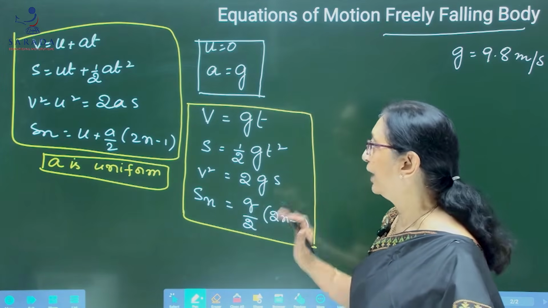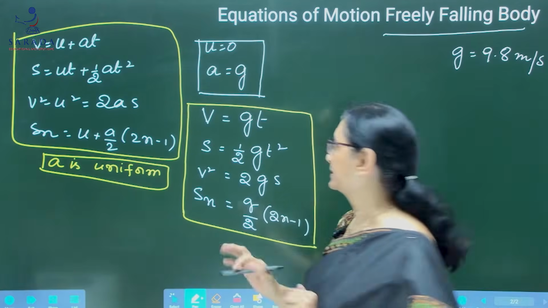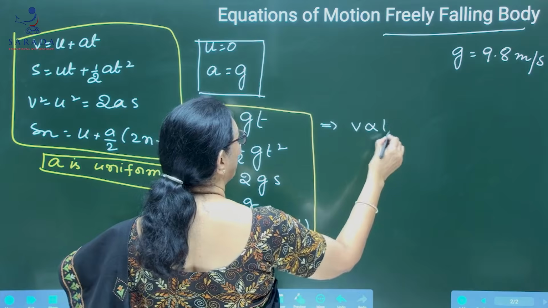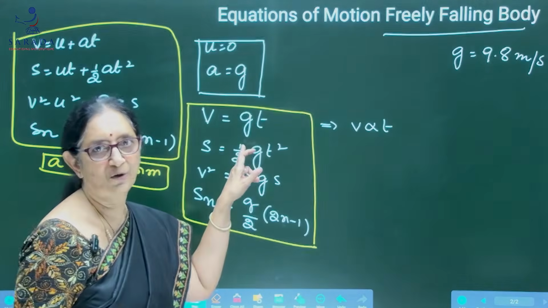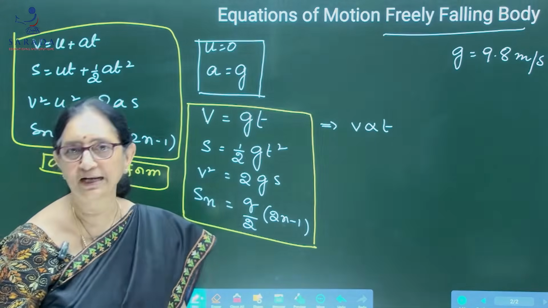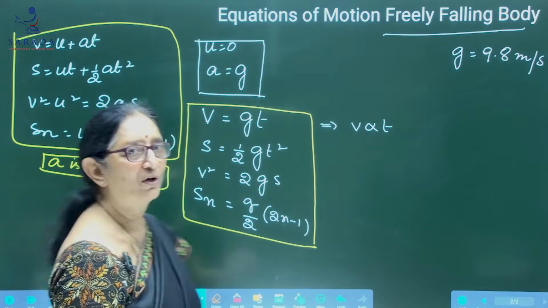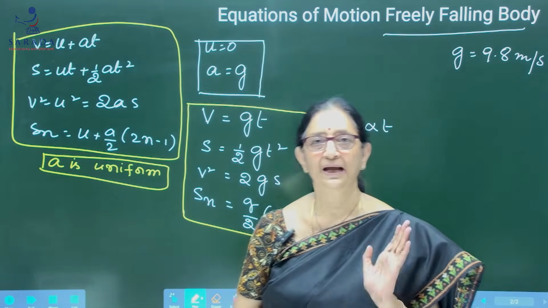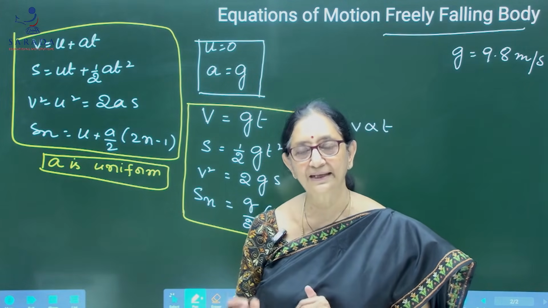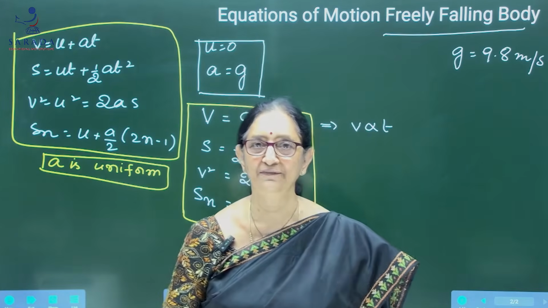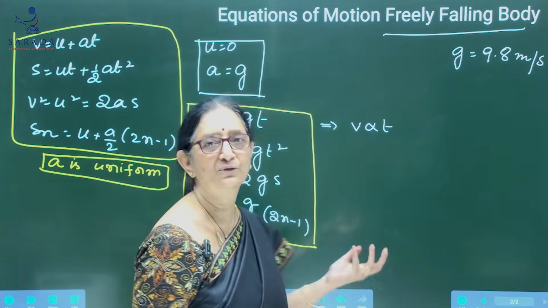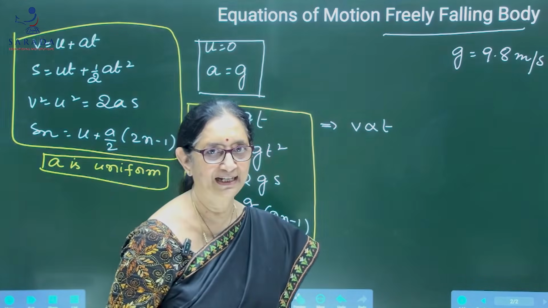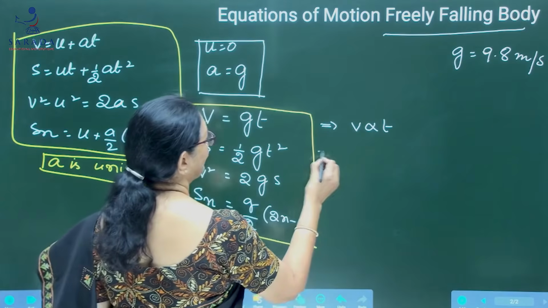That's it. Now, the interesting thing: this implies v is proportional to t, because g is constant. So, what is the ratio of velocities at the end of 1 second, at the end of 2 seconds, 3 seconds, and so on? In case of a freely falling body, it is just 1:2:3:4 because v is proportional to t.